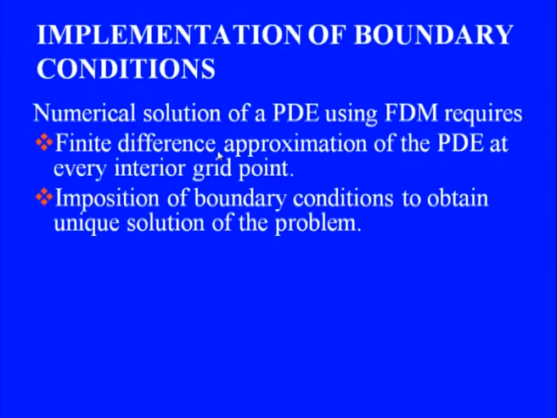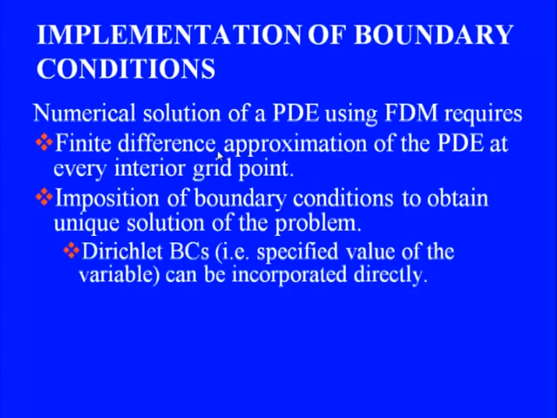We have to impose the boundary conditions which represent the constraints required to obtain a unique solution of a given continuum problem. Now we can have two types of boundary conditions. The first one is what we call Dirichlet boundary conditions. Now Dirichlet BCs are basically specified values of the unknown variable. These can be incorporated directly. We don't have to do any discretization or any difference approximation at those boundary nodes.